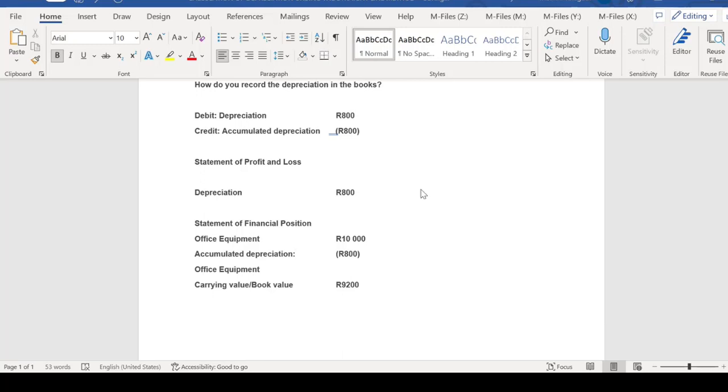And on the statement of financial position, does that go under the asset portion, the office equipment? It will go under non-current assets. Okay, as part of property, plant and equipment? Yes, PPE, yes.